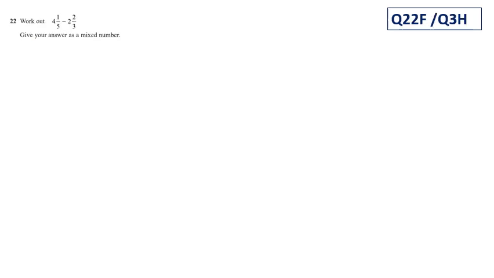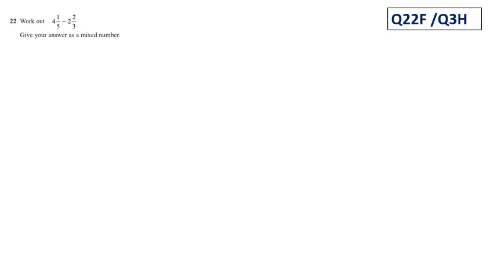Okay, so question 22. Work out 4 1/5, take away 2 2/3. Give your answer as a mixed number. So the fractions in this question are already given as mixed numbers. In order for us to calculate this, it's not going to be easy leaving the fractions as mixed numbers. So what we're going to do is convert both of these fractions into improper fractions, then find the lowest common multiple, find the equivalent fractions, do the subtraction, and then convert back into a mixed number.